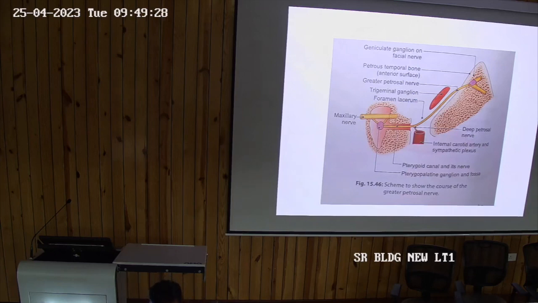The pterygopalatine fossa is present just below this part of the infratemporal fossa. Forget that, you just remember it comes into the pterygopalatine fossa. In the pterygopalatine fossa, there is a ganglion. That is called the pterygopalatine ganglion.